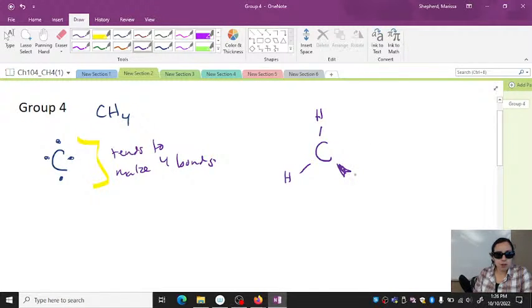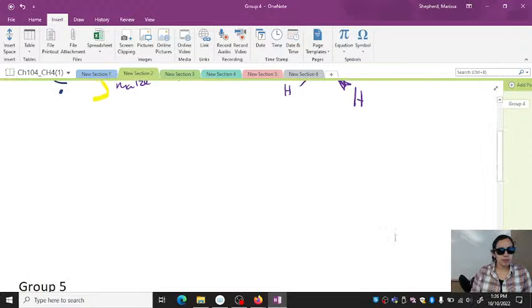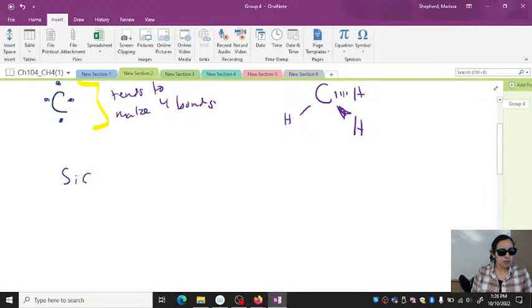I'm also trying to draw it in 3D. So our carbon is in the plane of the board, hydrogen is in the plane of the board. This hydrogen is still in the plane of the board. Then I'm drawing a wedge to show that this hydrogen is coming out of the plane of the board. And then I'll put a dash for my fourth hydrogen to show that it's going behind the plane of the board. And so group 4 tends to make a lot of these compounds, so silicon tetrachloride, germanium tetrabromide.